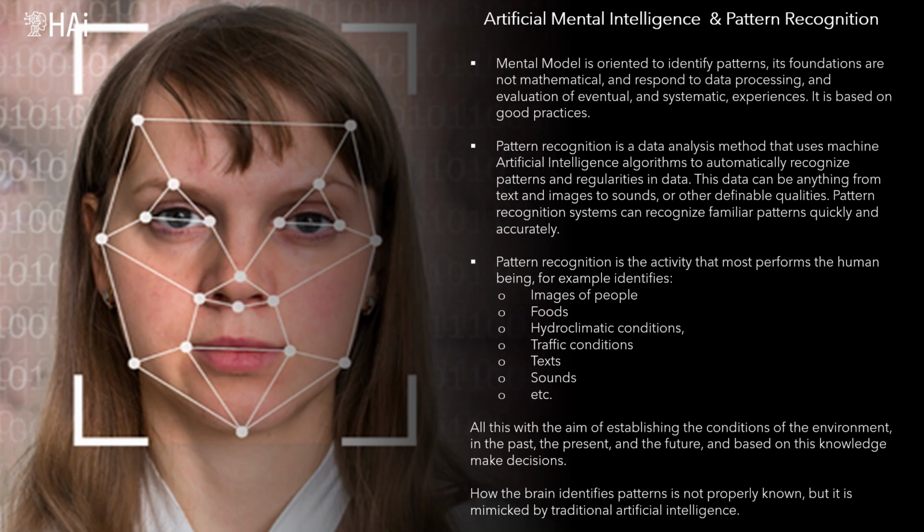Pattern recognition is the activity that the human being performs the most, for example identifying images of people, foods, hydroclimatic conditions, traffic conditions, texts, sounds, etc. All this with the aim of establishing the conditions of the environment, in the past, the present, and the future, and based on this knowledge make decisions. How the brain identifies patterns is not properly known, but it is mimicked by traditional artificial intelligence.